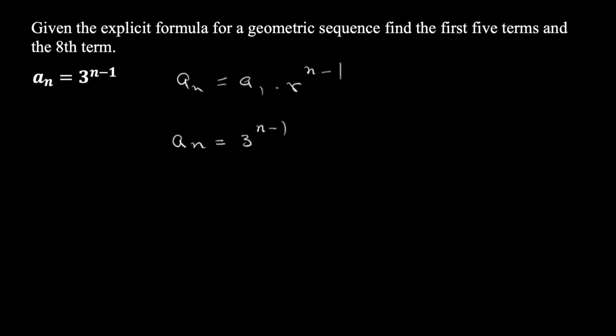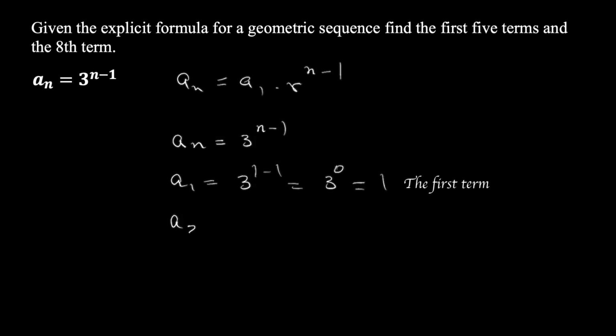Now, to find the first 5 terms, we can easily replace n by 1, by 2, by 3, by 4, and by 5 to show you that this is a geometric sequence. Let's replace n by 1. So we can say a1 is equal to 3 to the power 1 minus 1, which is 3 to the power 0, which is 1. What about a2? We say a2, replace n by 2, is going to be equal to 3 to the power 2 minus 1, which is equal to 3 to the power 1, which is equal to 3.